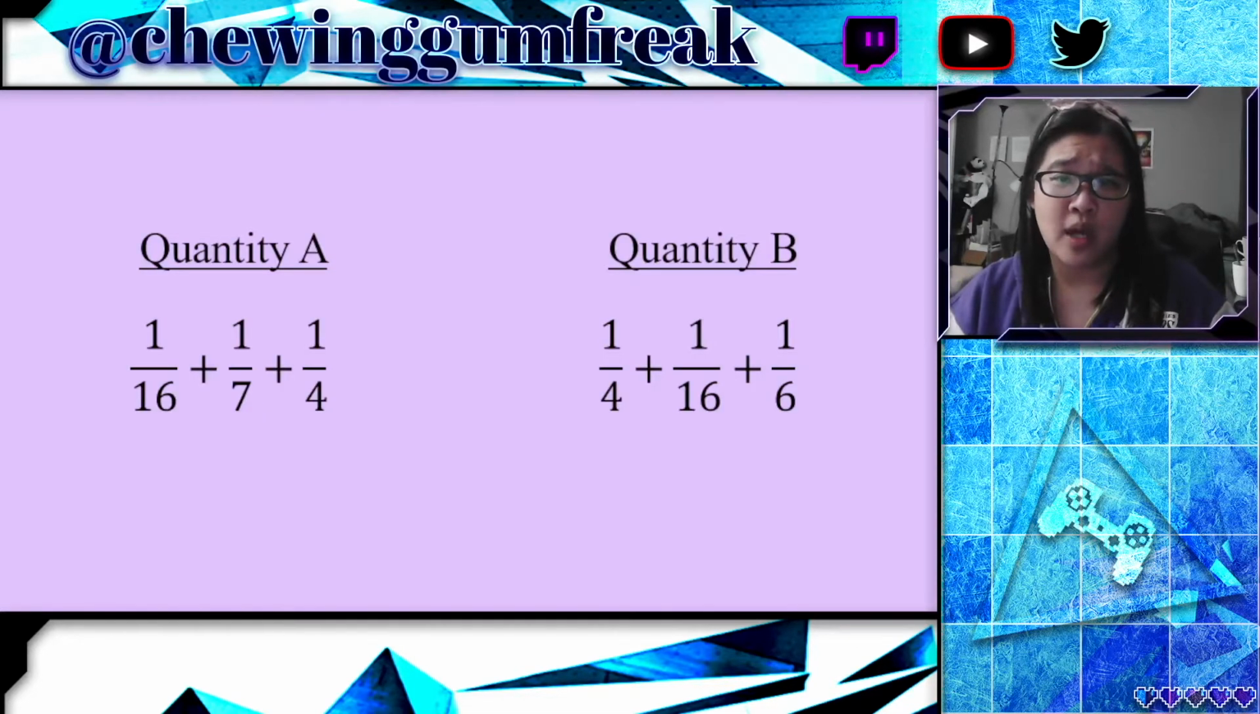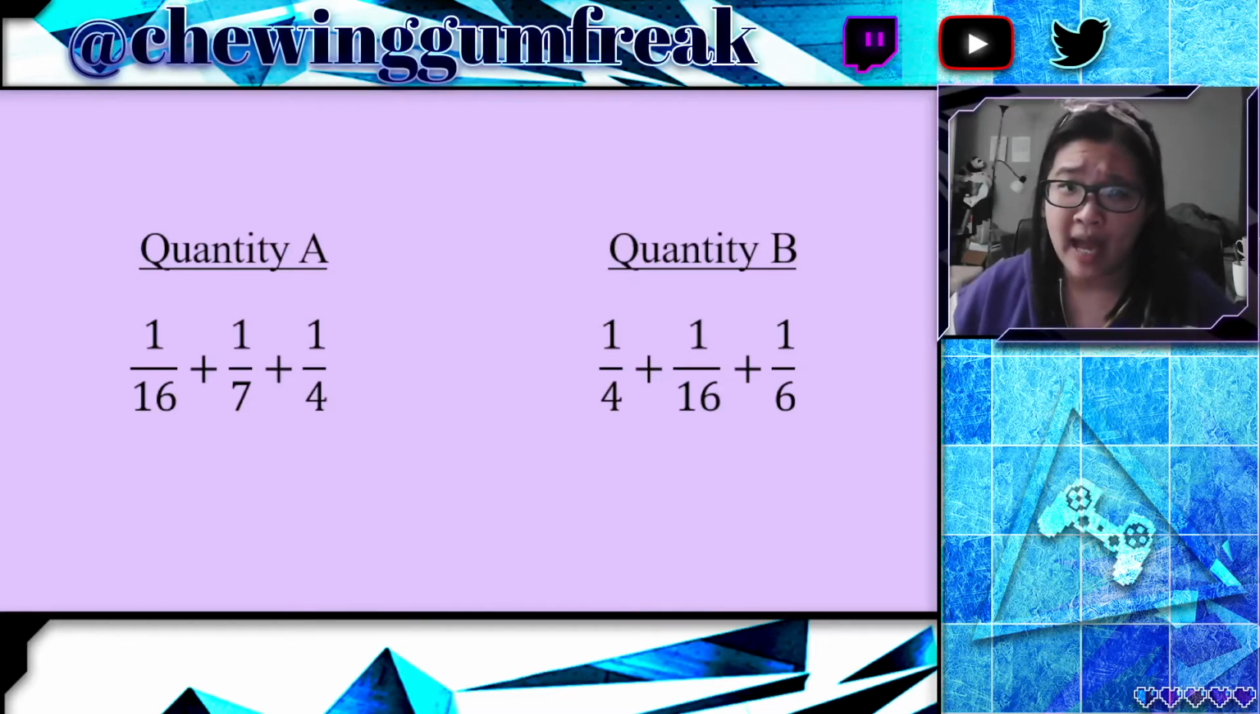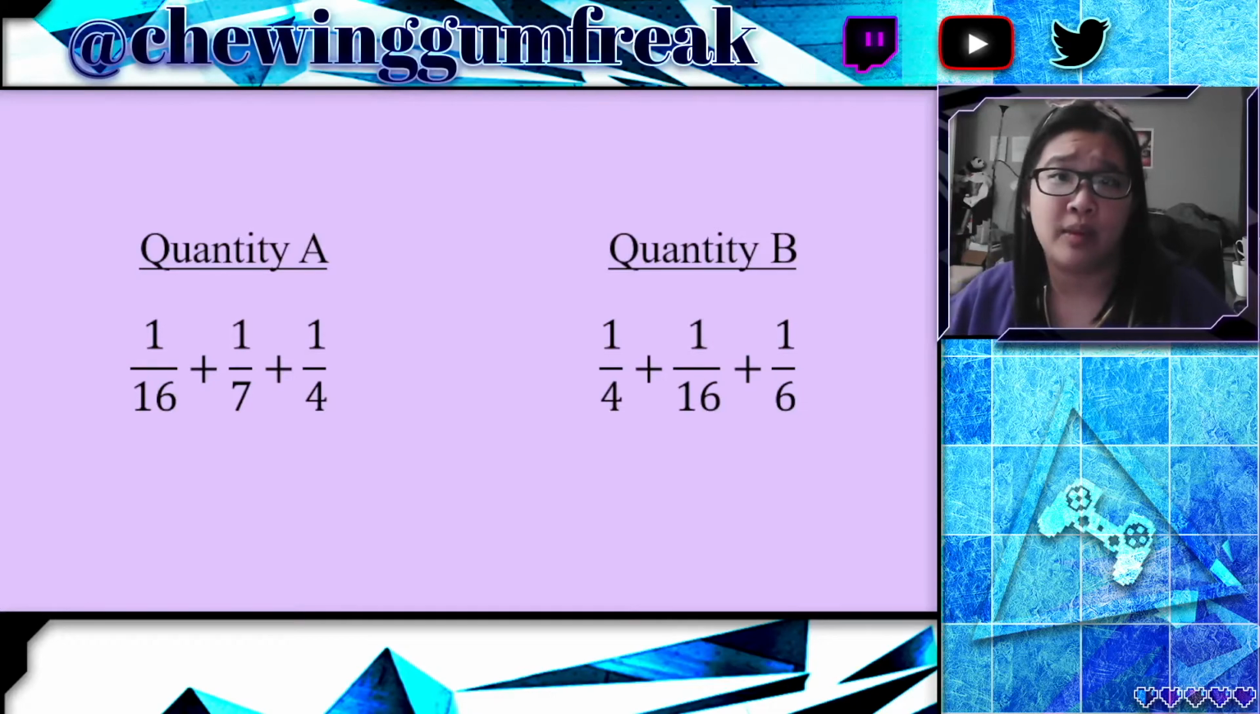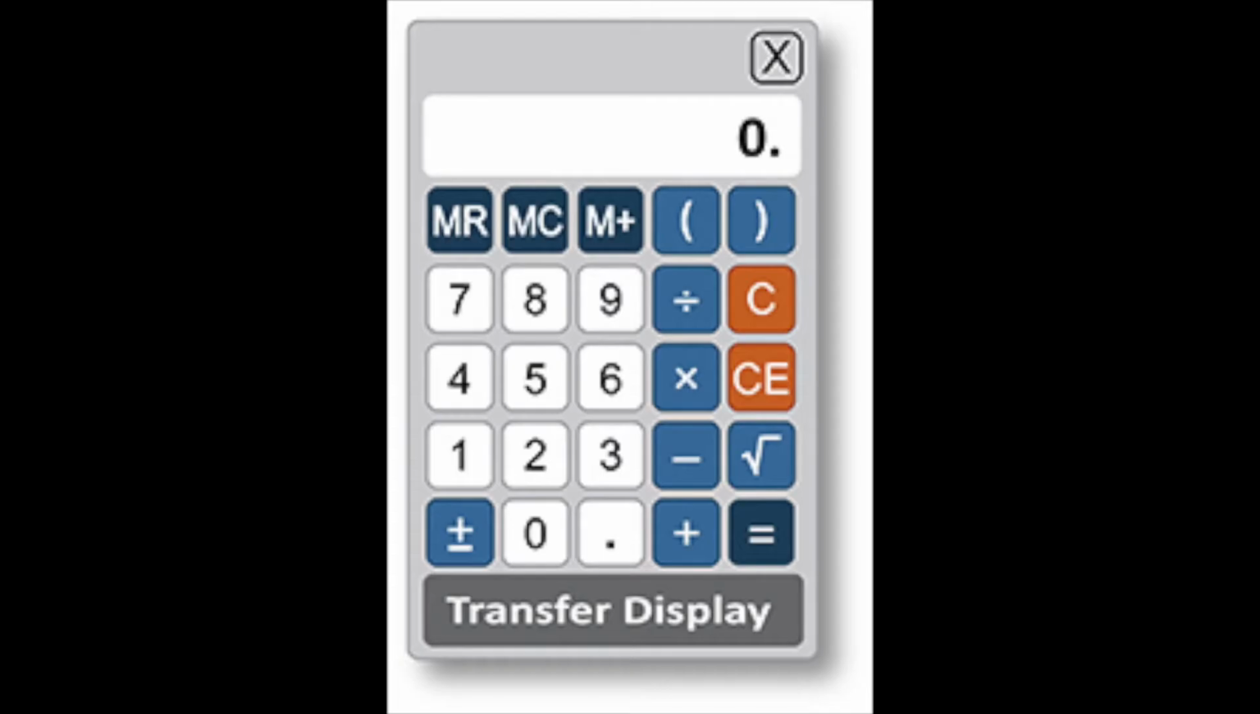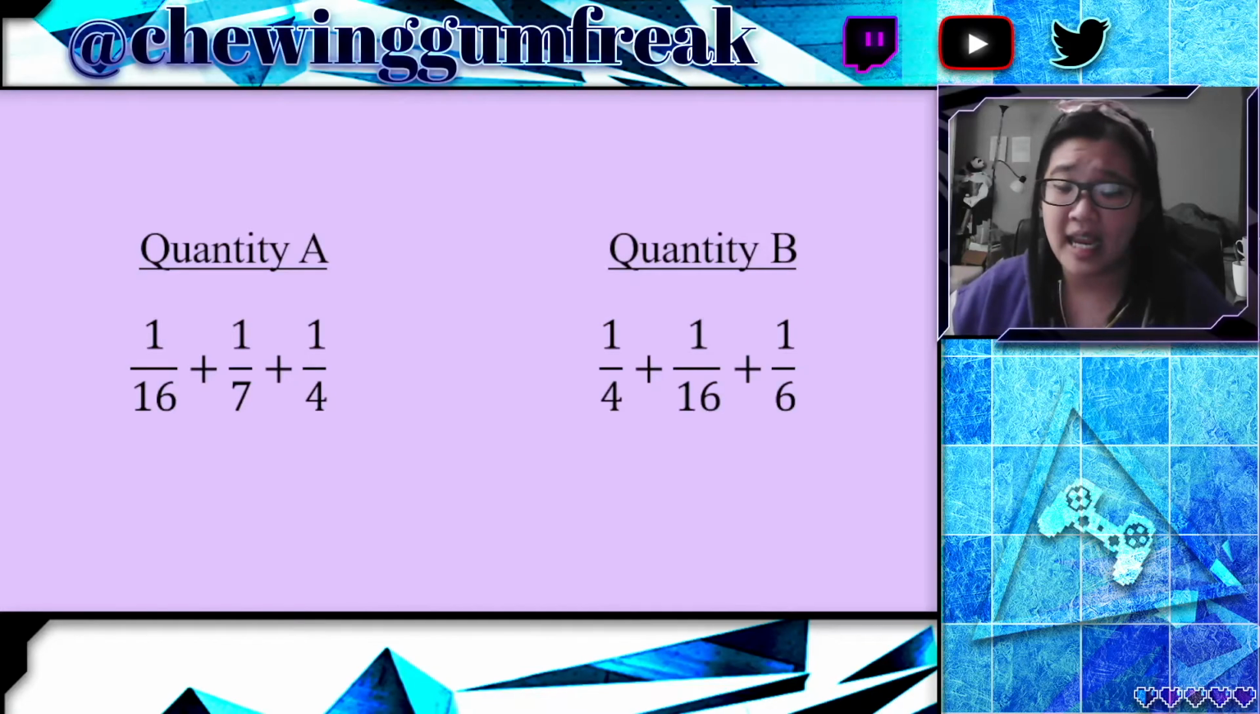For the first one, you have a relatively complex set of fractions. On the left, you have quantity A being 1/16 plus 1/7 plus 1/4, and then quantity B is 1/4 plus 1/16 plus 1/6. Now, when you have the actual test, you will have access to a calculator, but it's one of those super simple calculators, and I'll put a picture of it right here. You won't actually be able to input all of these numbers as fractions and add them up.